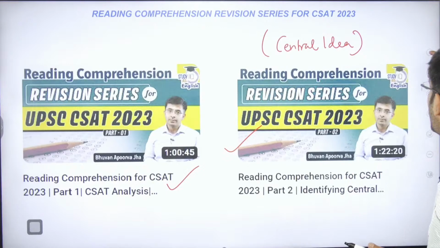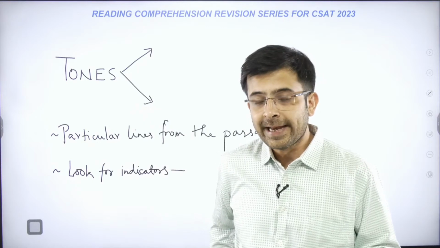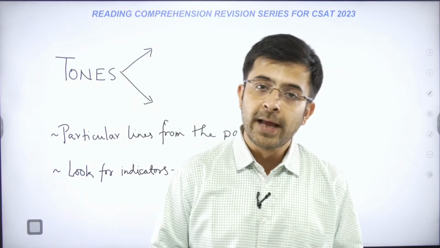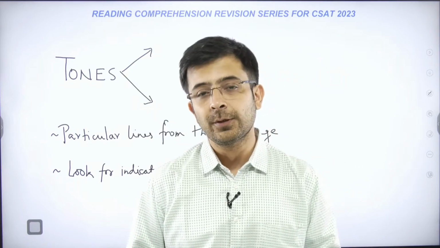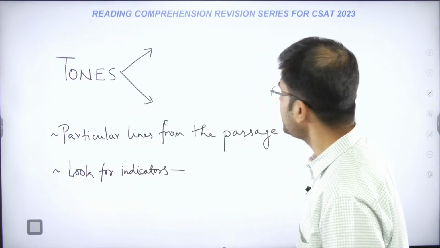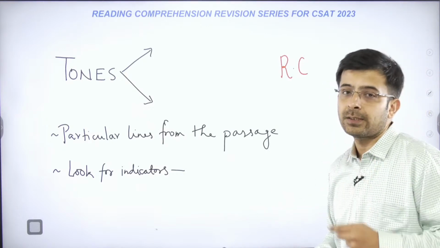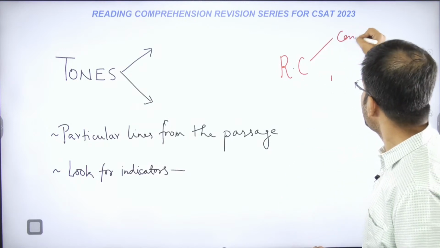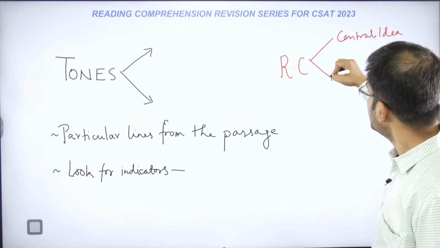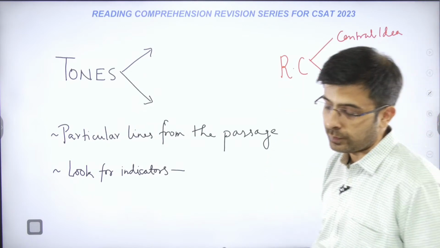Now, moving forward, the agenda for the day: tones. In the second class, the previous class, what we did was central idea. That was to be followed by today's class, which is to discuss tones. Just to give you a quick recap: whenever you are confronted with a reading comprehension, you are to do two things. Number one, identify the central idea, which we discussed in the last class. And number two, you identify the tone. So today's class is about tone.